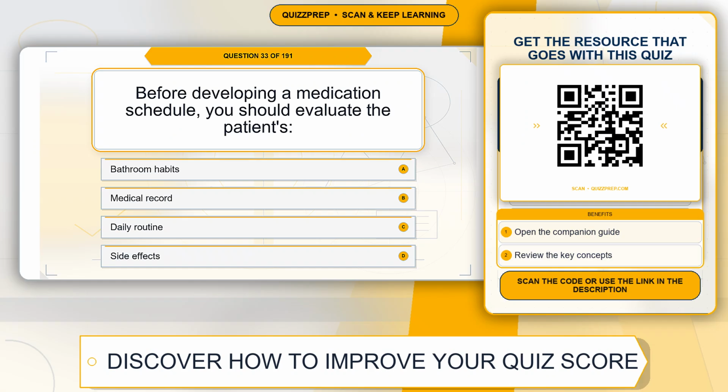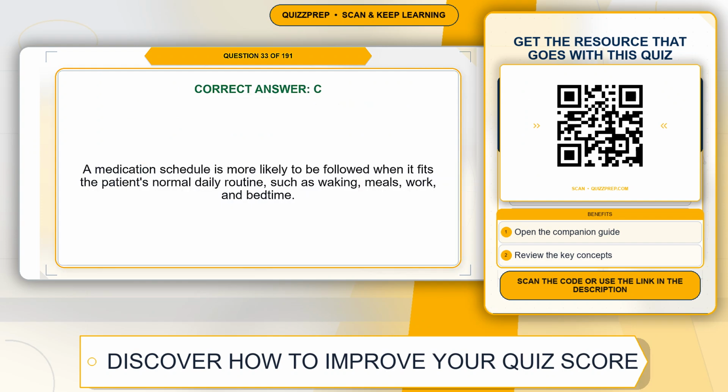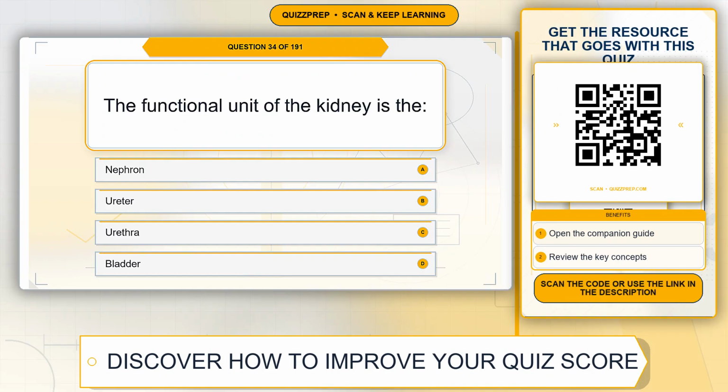Question 33. Before developing a medication schedule, you should evaluate the patient's: Option A, bathroom habits. Option B, medical record. Option C, daily routine. Option D, side effects. The correct answer is option C, daily routine. Explanation: A medication schedule is more likely to be followed when it fits the patient's normal daily routine, such as waking, meals, work, and bedtime. Question 34. The functional unit of the kidney is the: Option A, nephron. Option B, ureter. Option C, urethra. Option D, bladder.